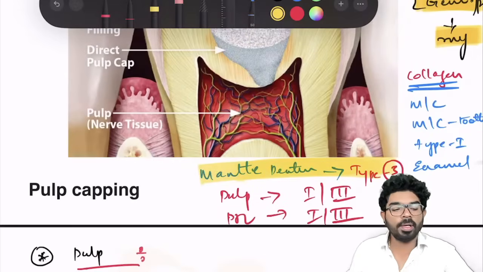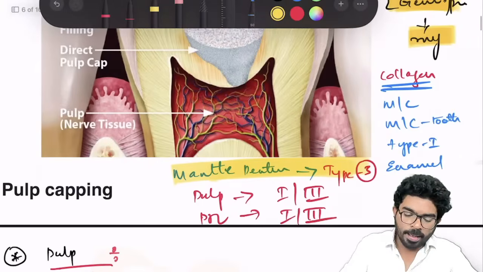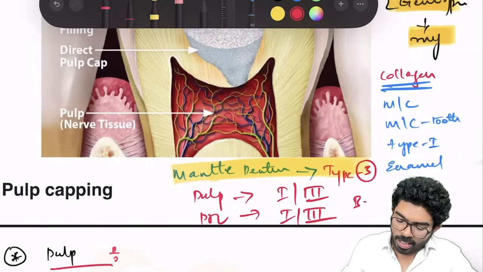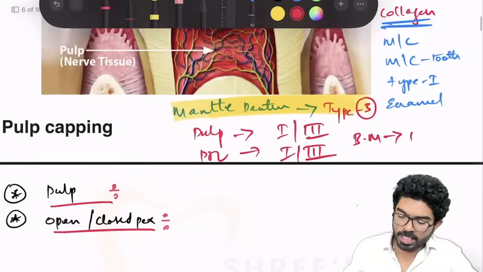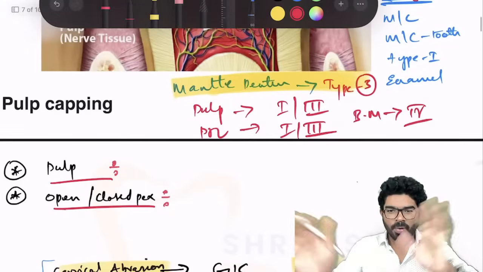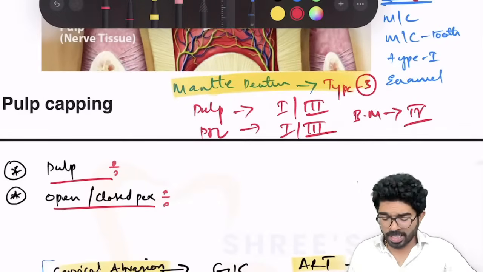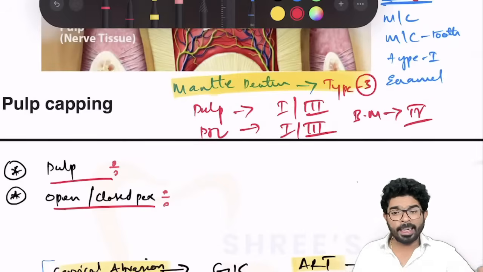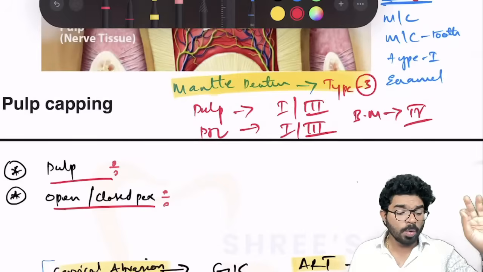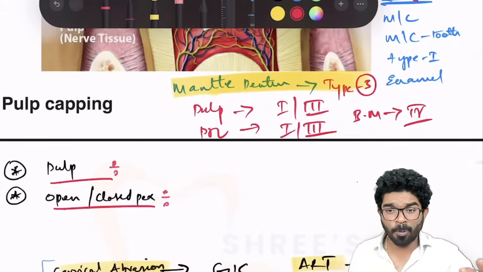Cartilage, type 2. Basement membrane is type 4. I don't want to go deep into this histology part, which we'll be discussing there. But here I want to address the pulp. Pulp is going to have predominantly type 1 and type 3 collagen. Which is predominant? The answer is type 1.